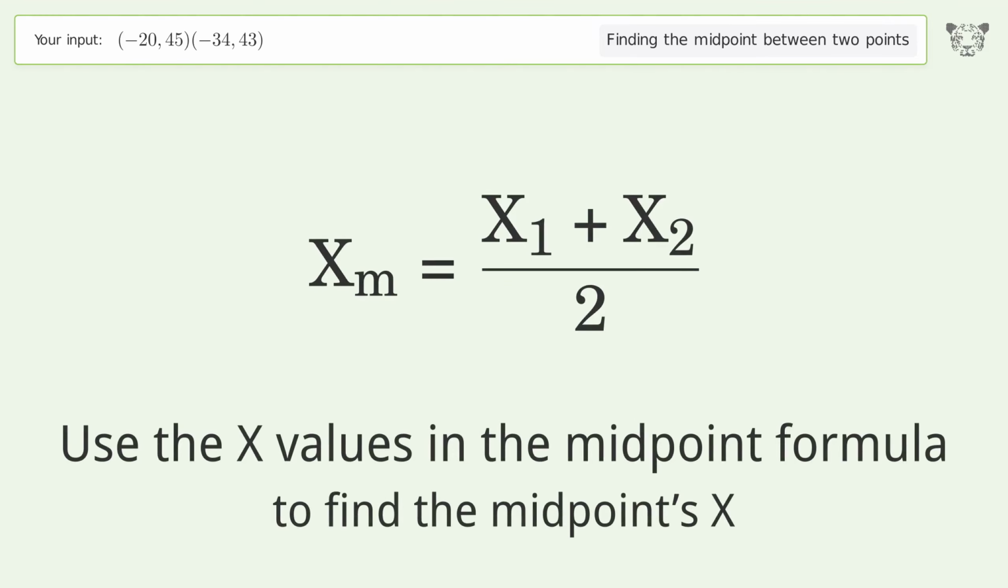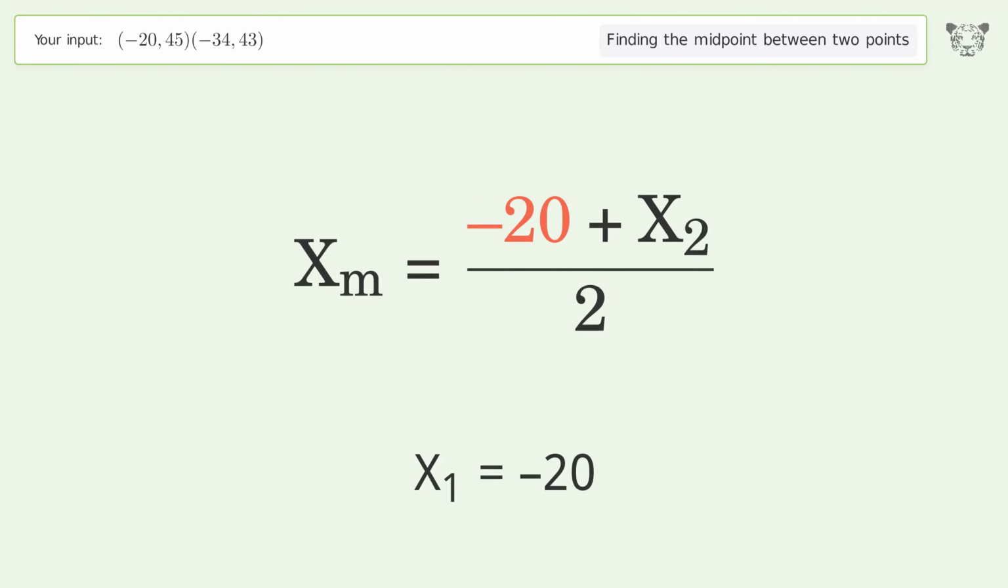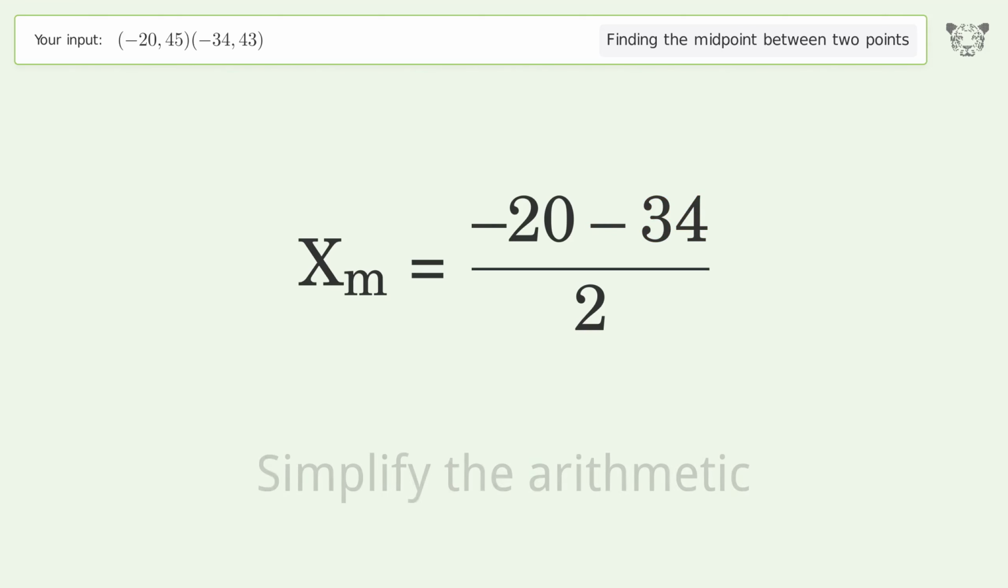Use the x values in the midpoint formula to find the midpoint's x. x1 equals negative 20. x2 equals negative 34. Simplify the arithmetic.